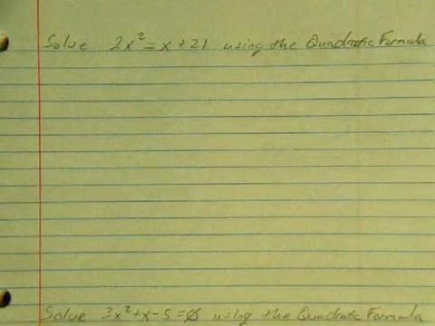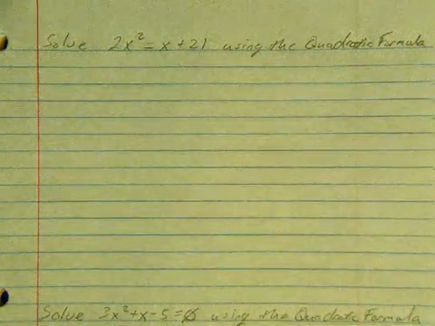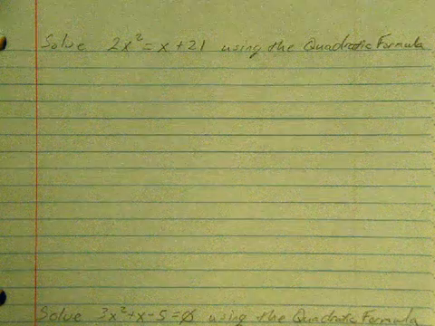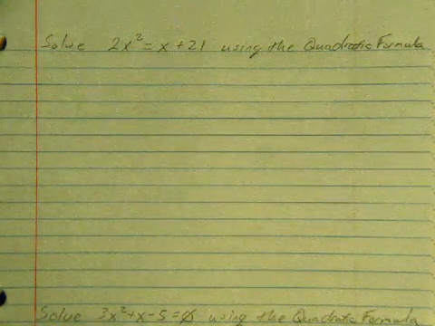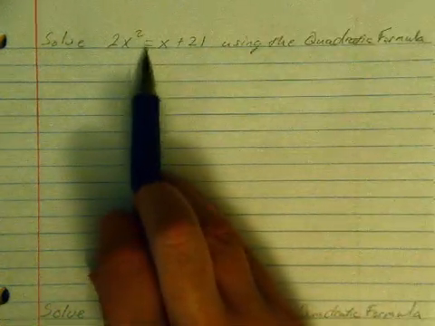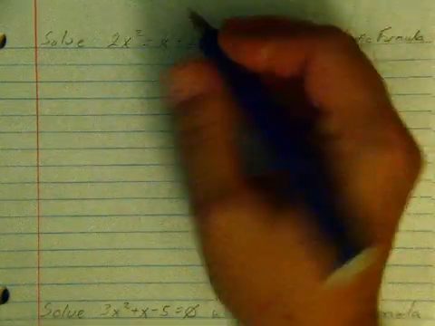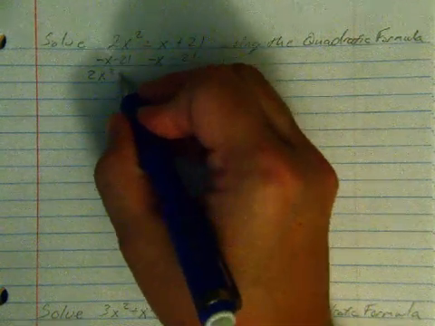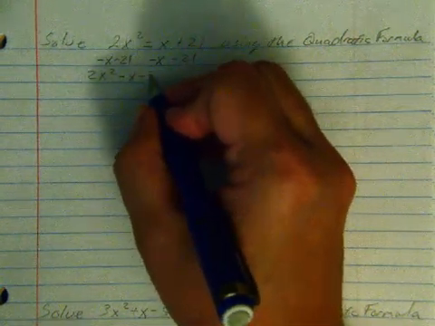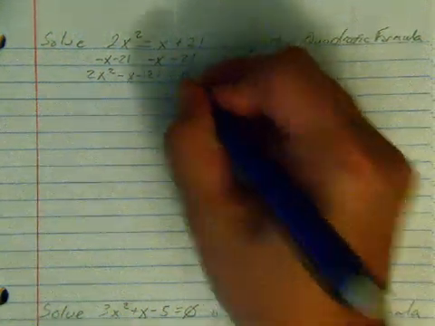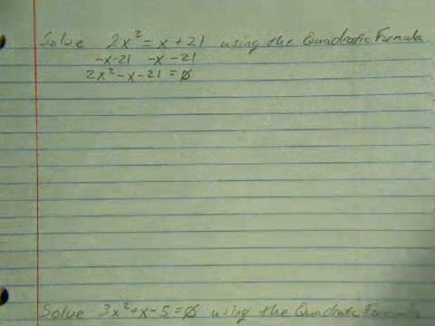This first one is not set up like our ax squared plus bx plus c equals 0. So we're going to have to move some things around first. Okay, so in order to get that to look the way that we want it, we're going to have to subtract the x and subtract the 21 from both sides. So we get 2x squared minus x minus 21, and then that equals 0. So now we have it set up the way that we want it.